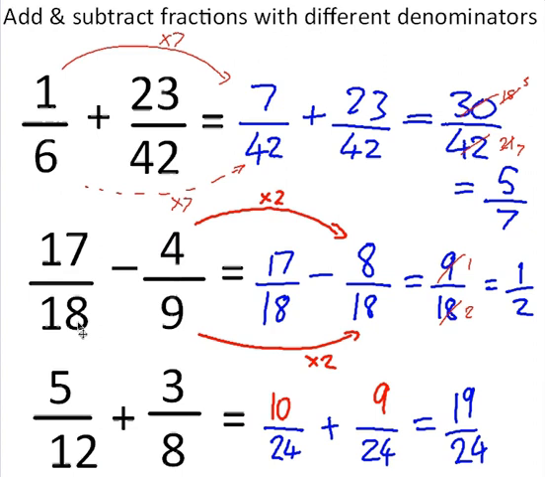And here we need to change the 12ths and the 8ths so that they share a denominator, and the lowest common multiple that I could think of for 12 and 8 when I went through the 8 times table and the 12 times table was 24. So I turned them both into fractions over 24, and then I was able to add them.